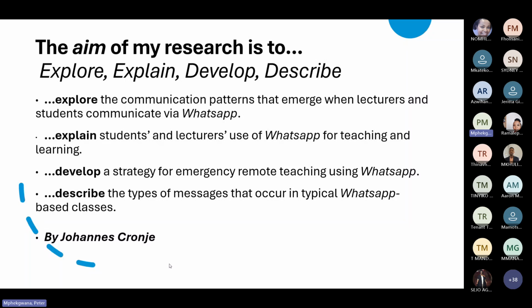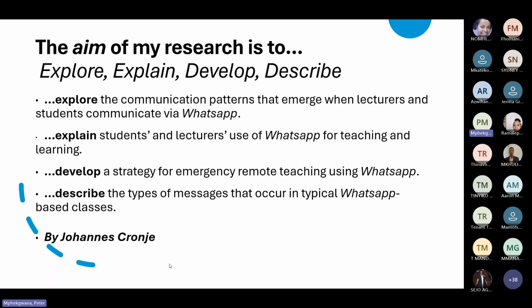So you develop a framework that we need to follow when we want to do emergency remote teaching using WhatsApp. So you are developing a framework, or you're developing a theory, something like that. Or sometimes you might want to describe.